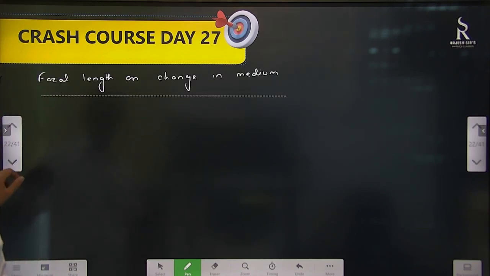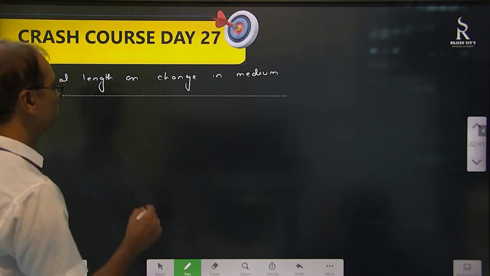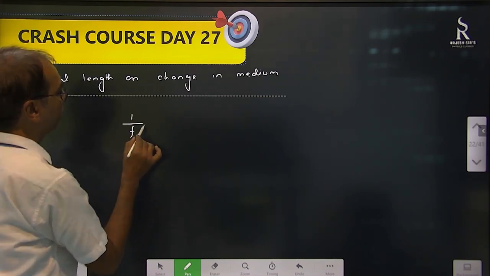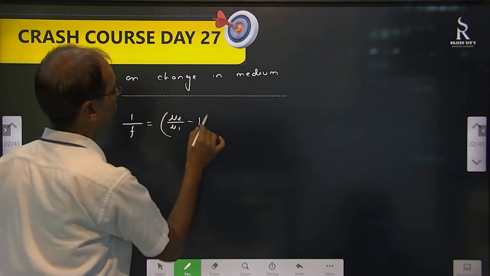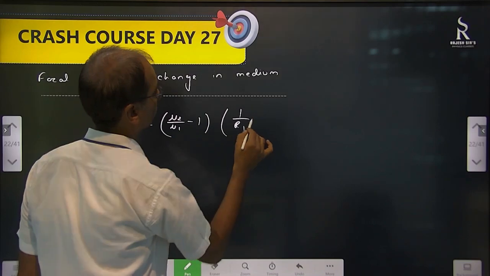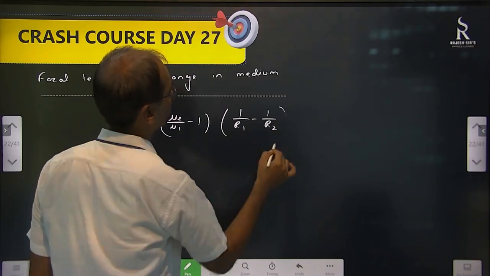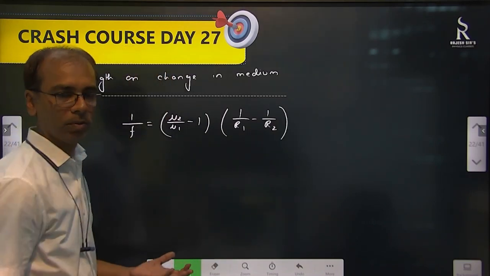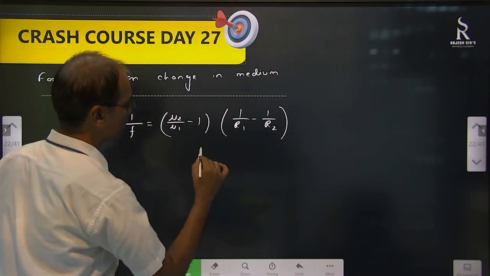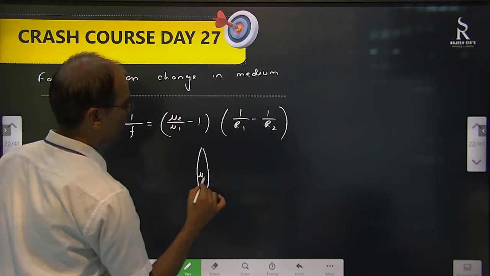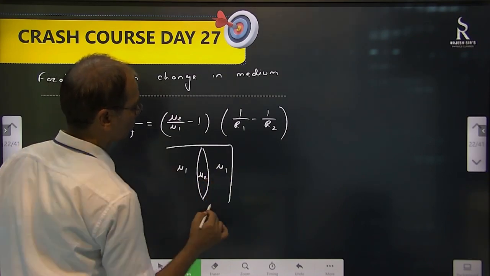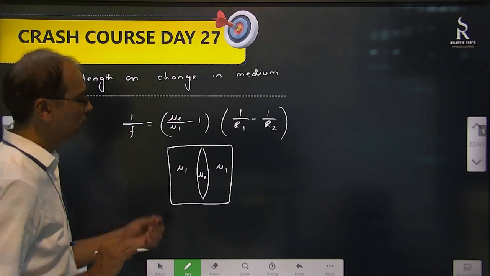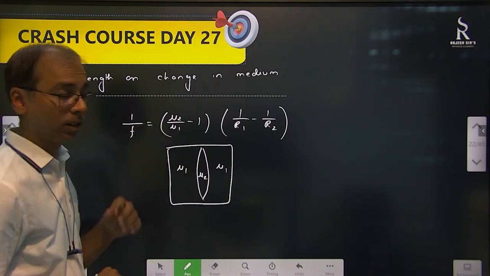Then focal length on changing the medium. So change in medium, what we have is 1 by f equal to mu2 by mu1 minus 1, into 1 by R1 minus 1 by R2. Now, which medium are we going to change? Outside medium, obviously. If this is a lens, its own medium we write as mu2 and outside medium we write as mu1. So if mu1 we are changing, then obviously focal length is going to change. Now see what is going to happen.